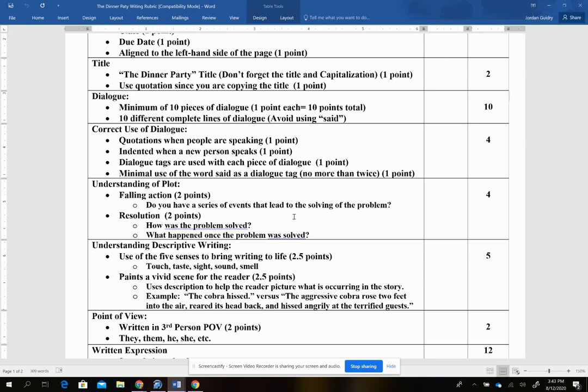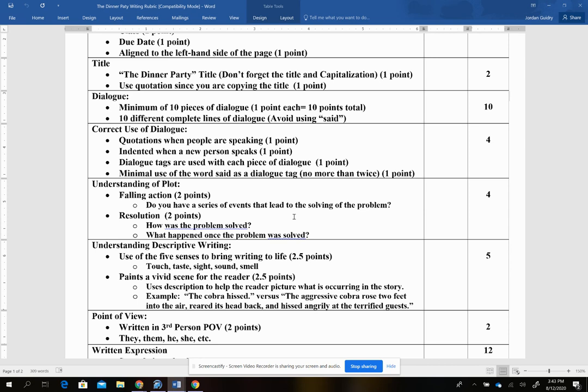Did it rumble? And then smell. Was it pungent? Did it smell sweet? Things like that paint a vivid scene for the reader. So this is 2.5 points, and this is where those five senses come into play. So you use description to help the reader picture what is occurring in the story.